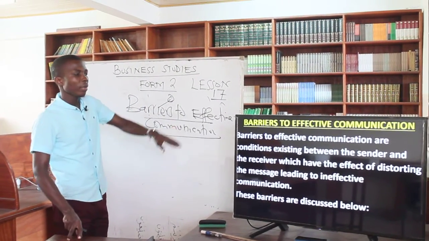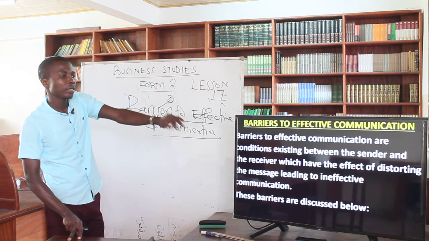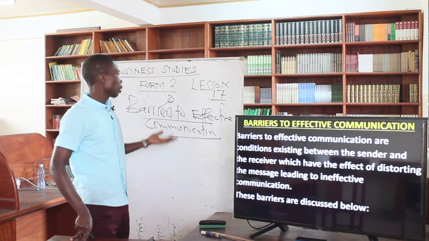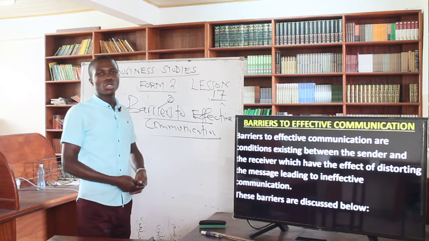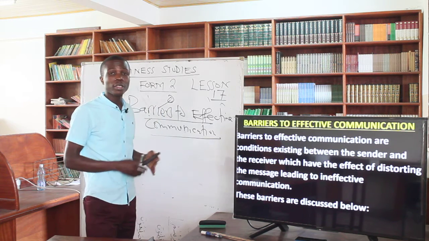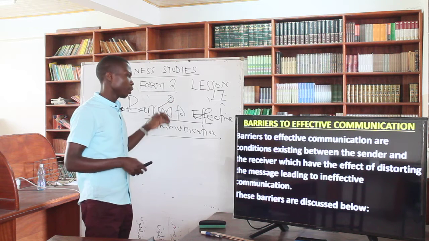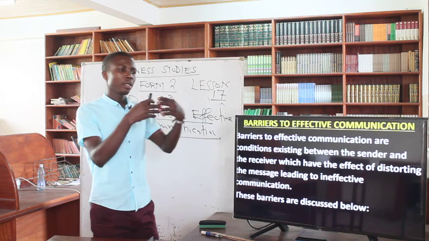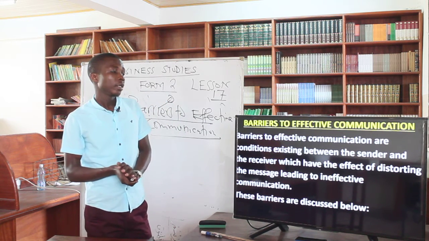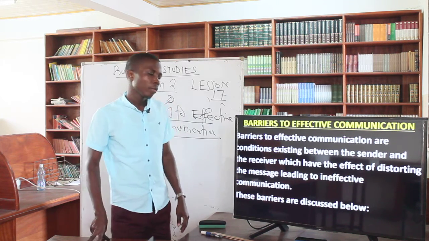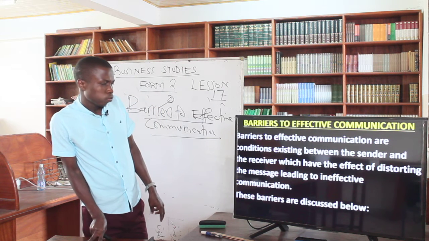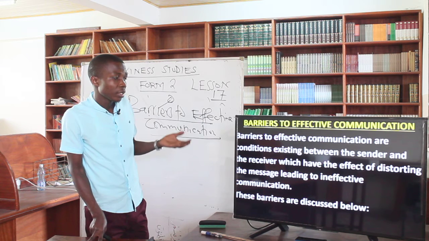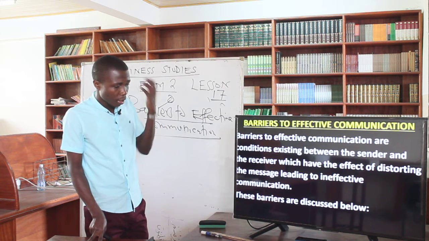within the communication. So barriers to effective communication are conditions that exist in between the sender and the receiver, which have the effect of distorting, limiting or destroying the message. All those chances that destroy the message, or destroy the effect or the factual message. That's what barriers are. And the barriers are always there between the receiver and the sender. We want to look at them, each one of them, one by one. So let's look at these things that distort or destroy our message that we intend to pass from the source to the receiver.